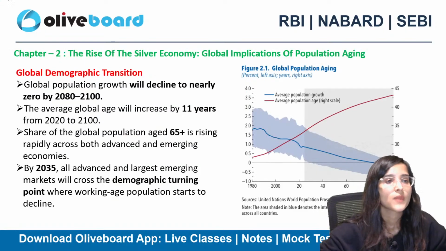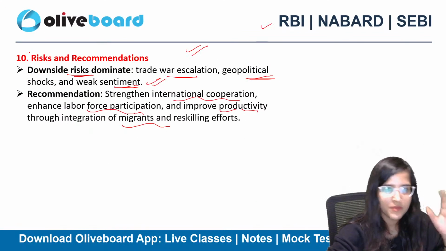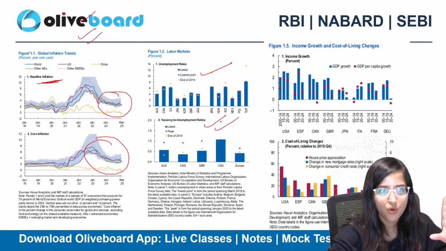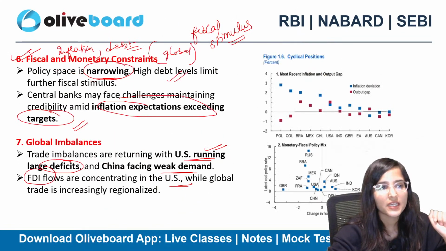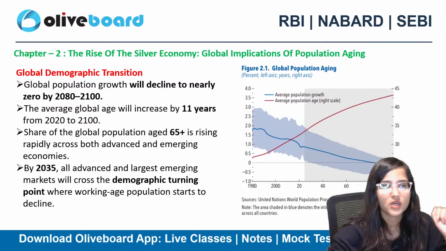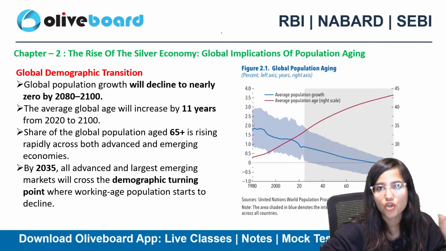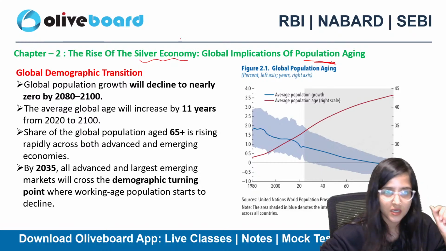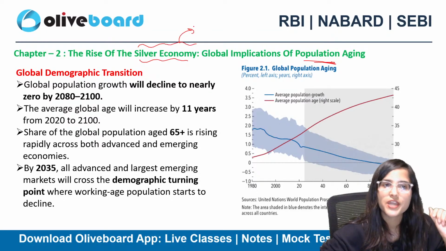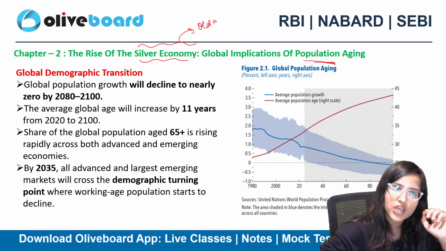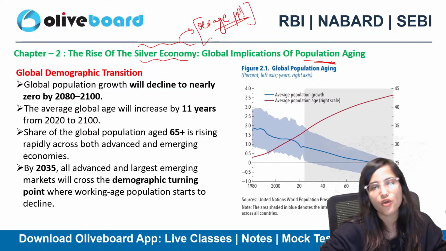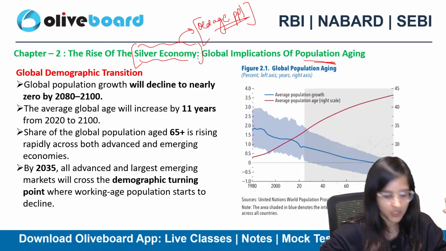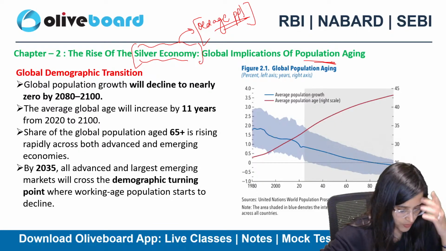ठीक है, चलिए. Okay, so first chapter we have completed. First chapter was related to your global prospects and policies. ठीक है. The second chapter is related to the risk of silver economy, global implications of population aging. So we are talking about silver economy here. Silver economy is related to the old age people. ठीक है, how old age people are contributing to an economy, that is what is called silver economy. ठीक है, I hope this is clear.